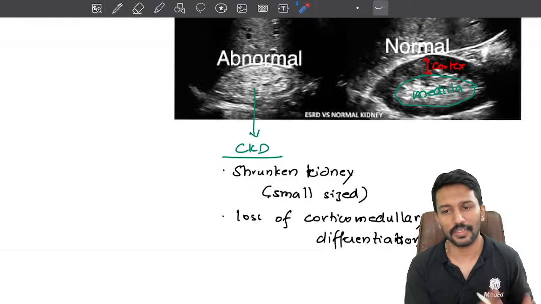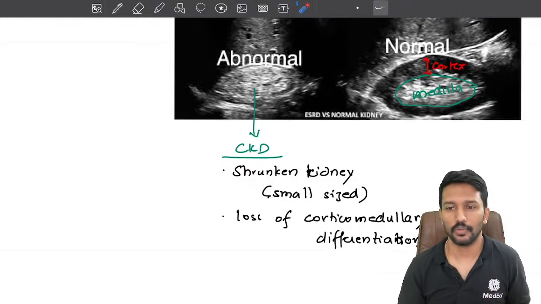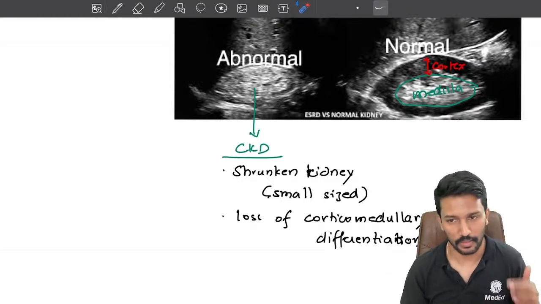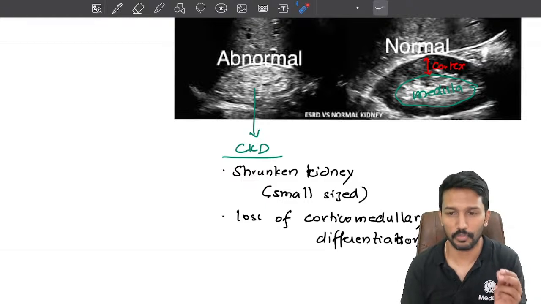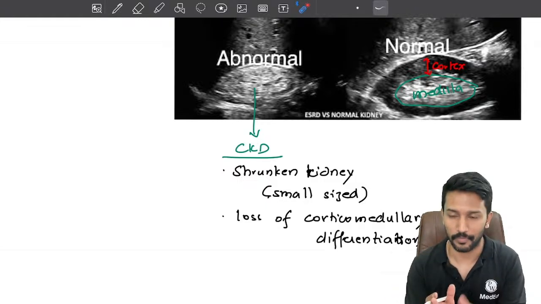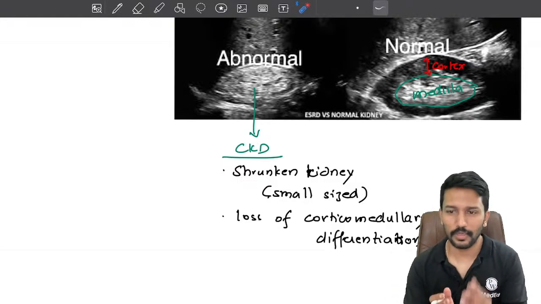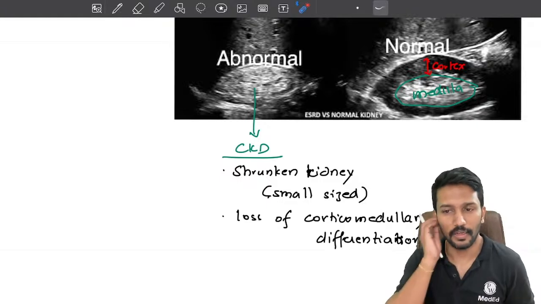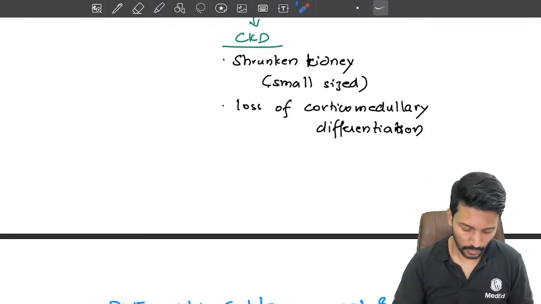And this image-based question has appeared in the past. Questions related to it have appeared in the FMGE, like what is the best investigation to differentiate between AKI and CKD? Imaging. If they ask you to pick one, choose ultrasound because that is the most convenient and simplistic investigation.